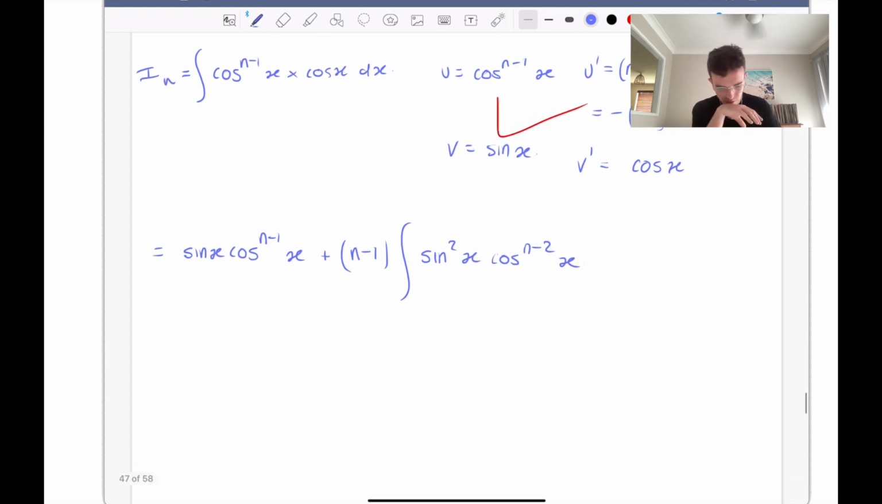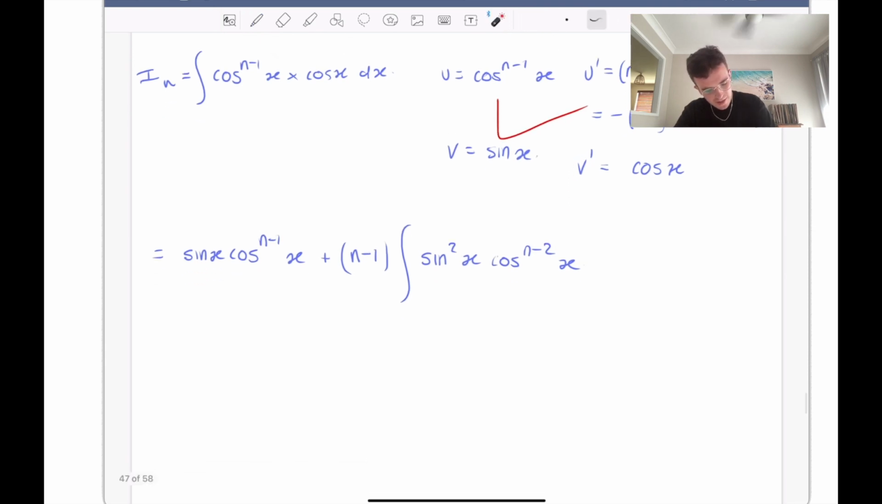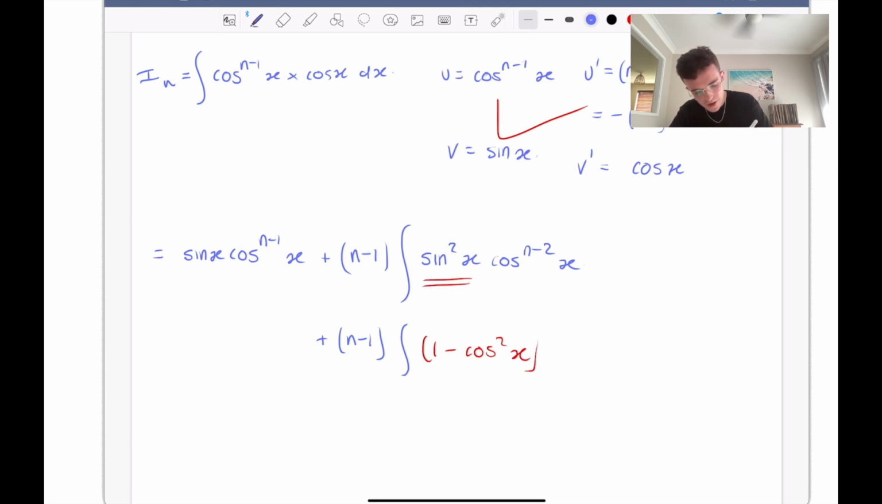Again, we're still not quite in the form. We can't just do what we did in the previous example and say that is I_{n-2}, because there's an annoying sin x here. So what we might do is let's just leave that for a second. This is going to be plus (n-1) the integral of sin^2 x, which is 1 minus cos^2 x, times cos^(n-2) x. We know that sin^2 x is 1 minus cos^2 x. So this is going to be 1 minus cos^2 x times cos^(n-2) x dx.